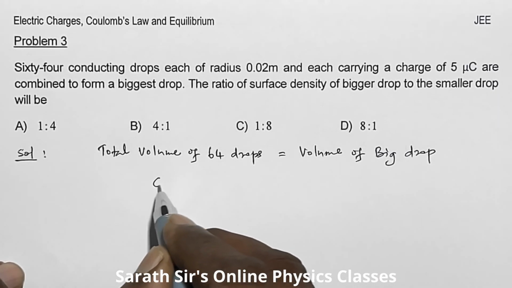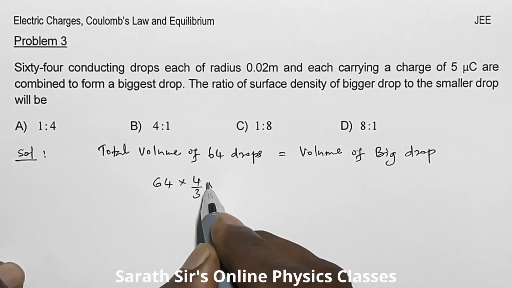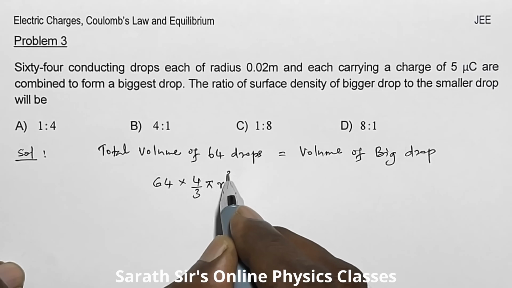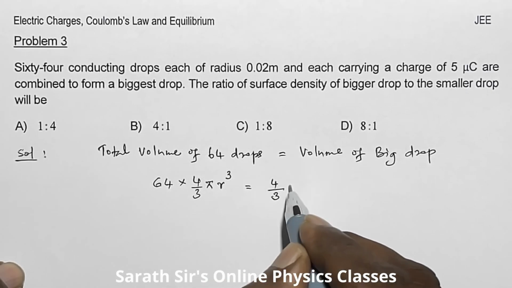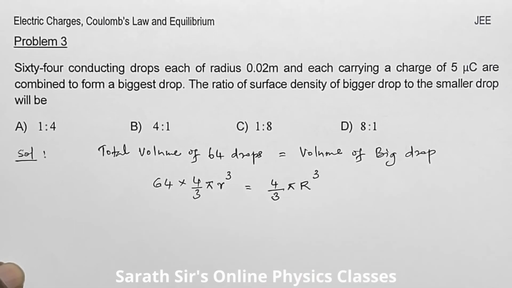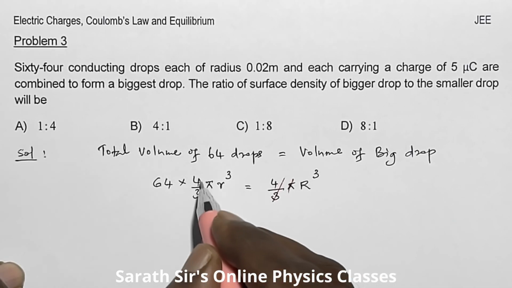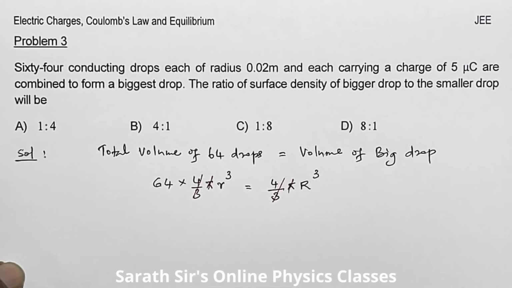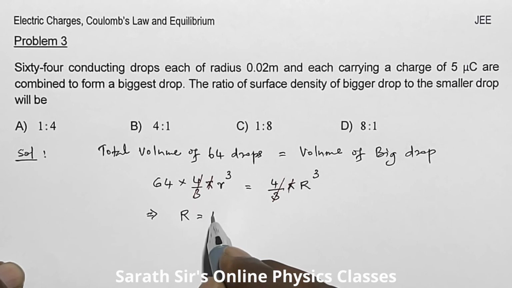So 64 into volume, 4 by 3 pi r cube, where r is the radius of small drops, and the volume of the big drop, the radius of the big drop is R, is 4 by 3 pi R cube. So this is the analogy. So 4 by 3 pi cancels. So if we take a cube root on both sides, then we get R is equal to 64 to the power one-third times r, right?